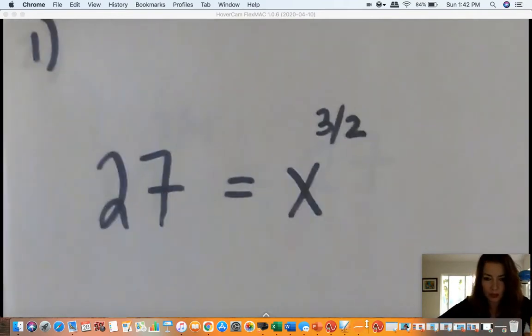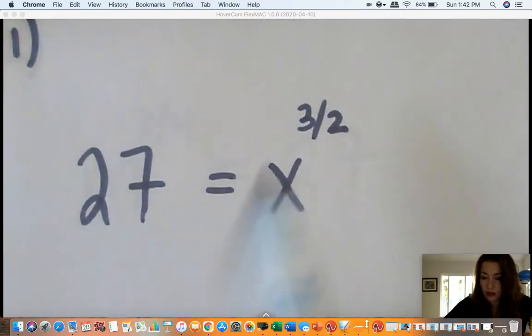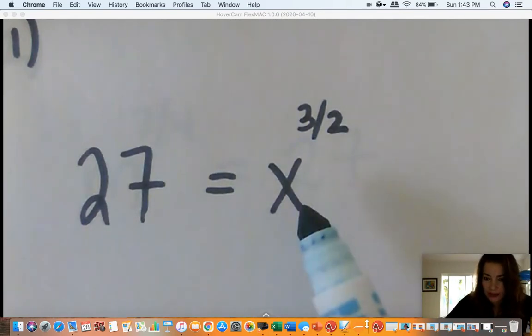So in example number one, we see that we have 27 equals x raised to the 3 halves. Our goal is to solve for x. And what we want to do is isolate x wherever possible. But in this case, it is fully isolated.